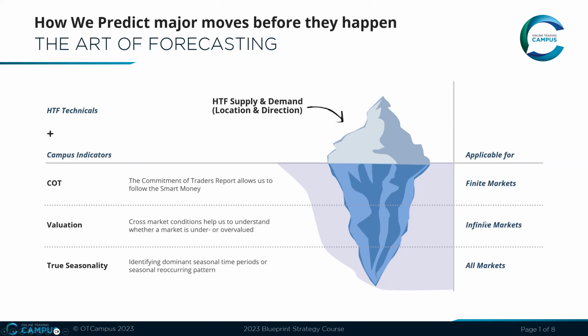Nonetheless, the valuation can be the secondary tool for finite markets, and the COT can be the secondary tool for our infinite markets. And then the true seasonality we will cover on all markets as well. And after that, we're going to go back into supply and demand.